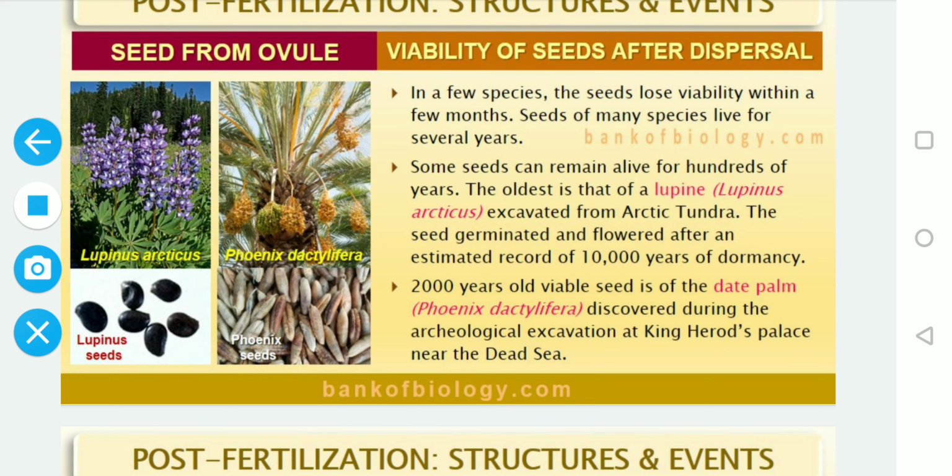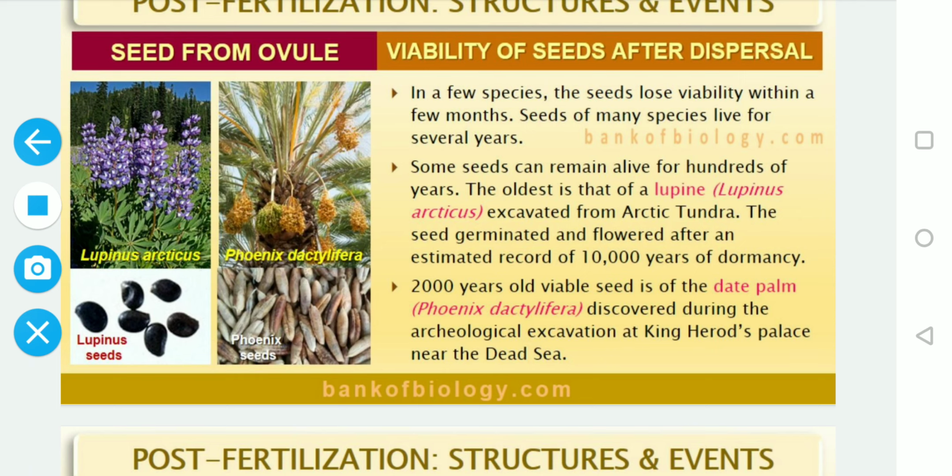Some seeds can remain alive for hundreds of years. One of the oldest recorded is that of Lupinus arcticus, excavated from the Arctic tundra. The seed germinated and flowered after an estimated record of about, you cannot believe, 10,000 years of dormancy. After that also it was activated and it grew. That was the estimated record.